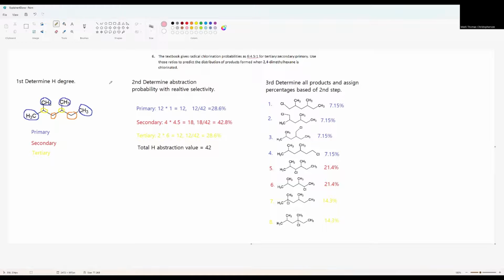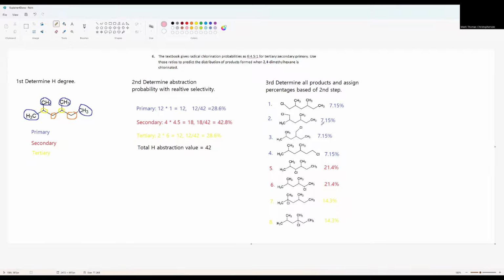Now, since this isn't a molecule that's mirrored, you actually have to go and figure out how many products there are. And there are actually 8 that I found. So first you find all of the products, and then I also color-coded these and assigned percentages based off what we found in the second step.